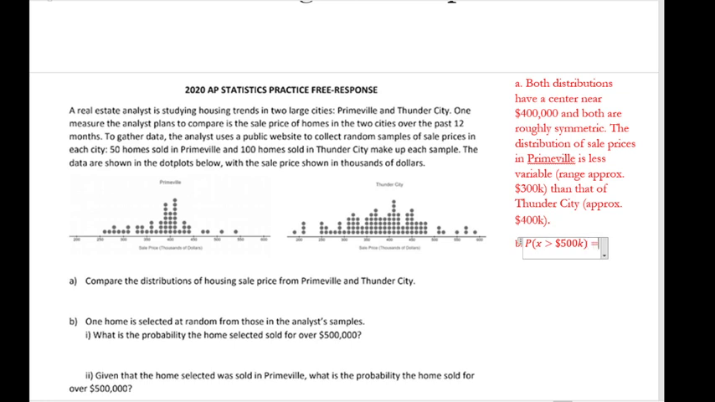So that probability is going to be 9 from both of those there, out of, we are told that there are 50 homes in Primeville and 100 homes in Thunder City for the sample. So that's a total of 150. You can keep things as fractions, but if you like, you can simplify or change that to a decimal. So the probability there would be 0.06.